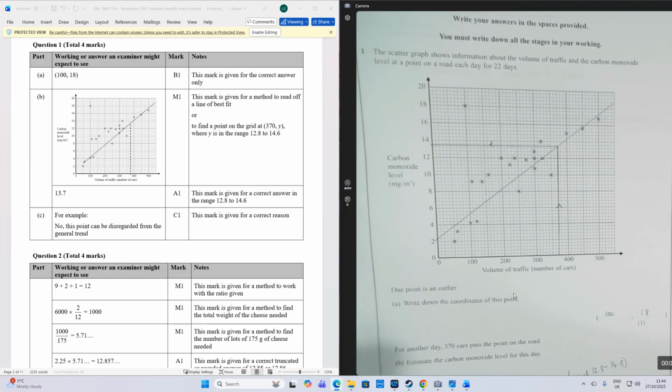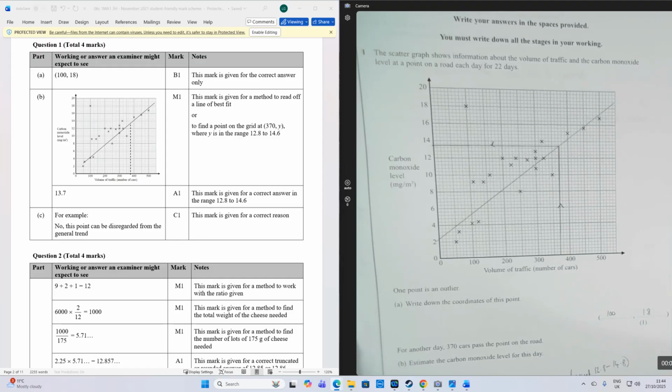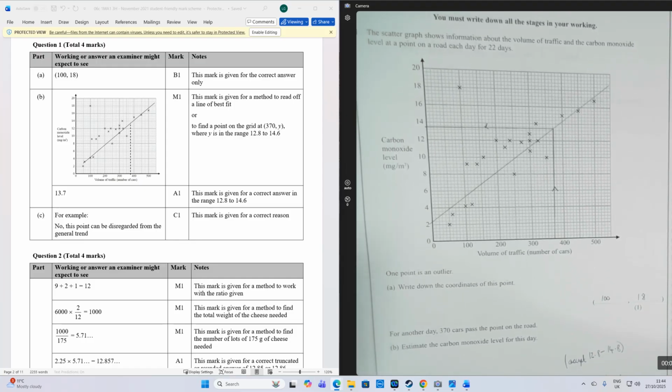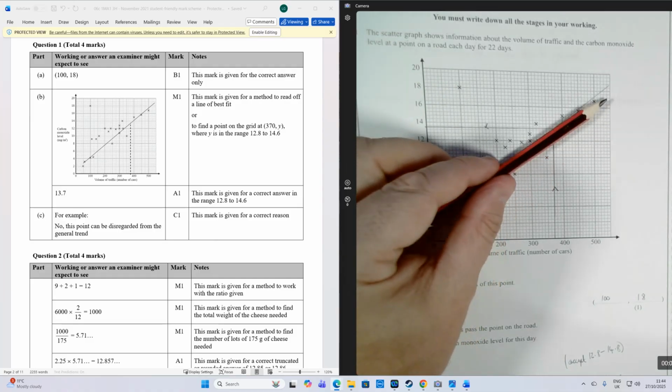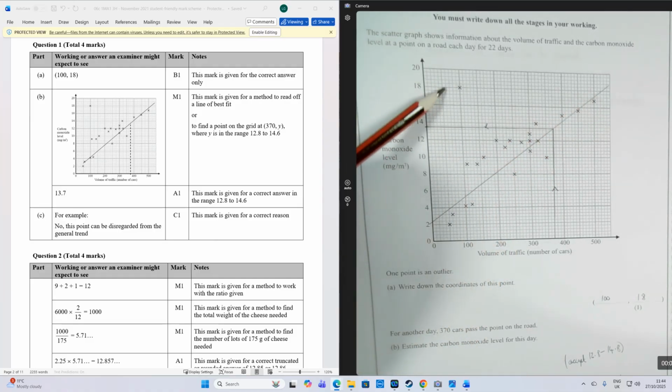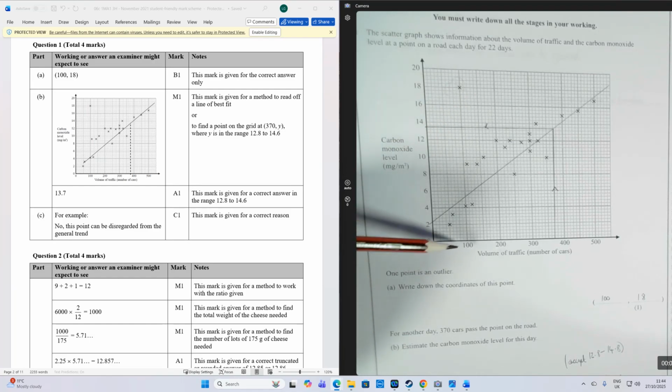One point is an outlier. Write down the coordinates of this point. Okay, so we can see that this point here is the one that doesn't fit all the rest of the data. It's miles out, so that's the outlier. And the coordinates of that is 118.